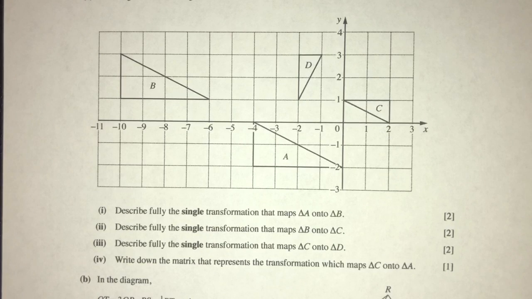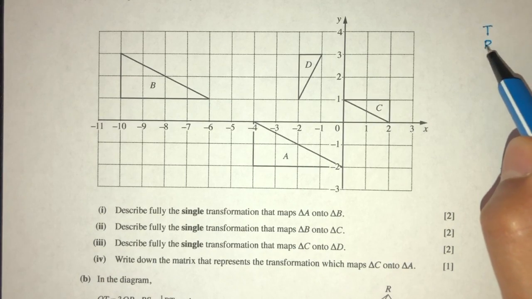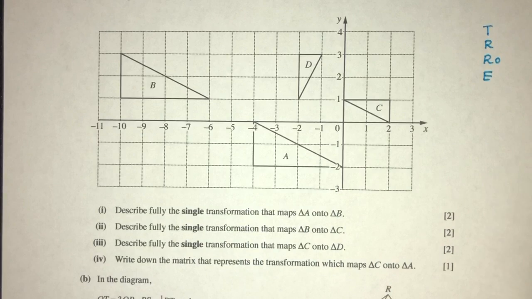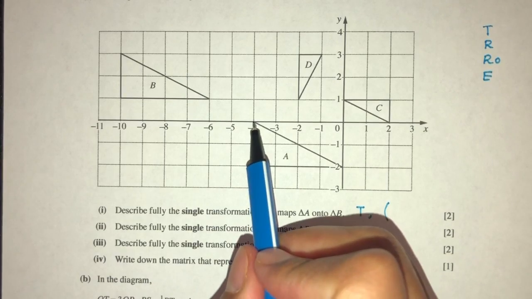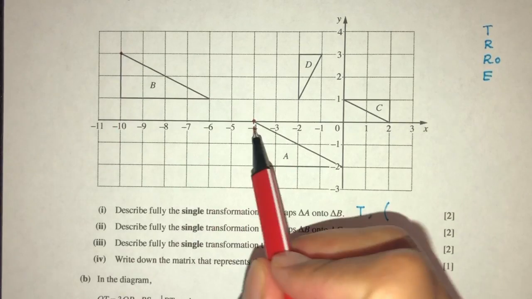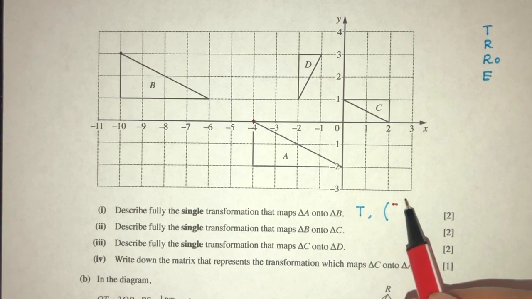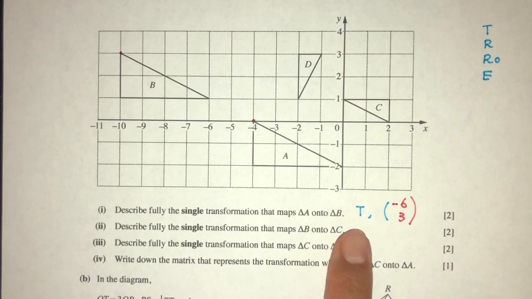In this case, obviously, we have to look at the different types of transformation we have. We have translation, we have rotation, reflection, and we have enlargement. So in this case, obviously, it has to be translation. It is a translation with column vector. So we have to find the column vector. So from this point became this point. So we had to move 1, 2, 3, 4, 5, 6 to the left, which will be negative. And going up 1, 2, 3, that will be positive. So that is the translation with column vector minus 6, 3.